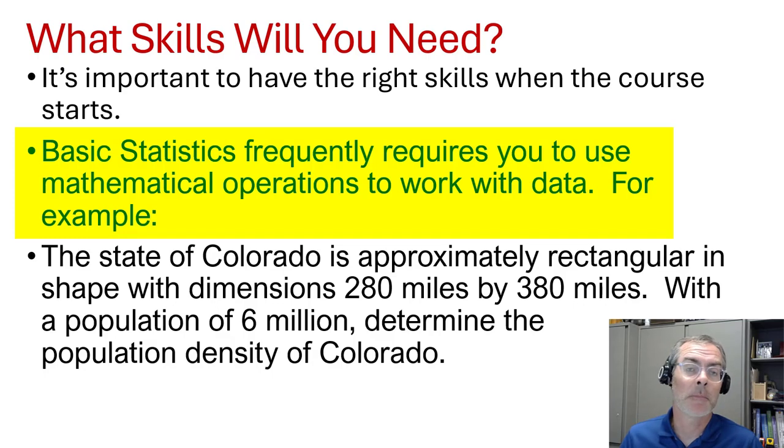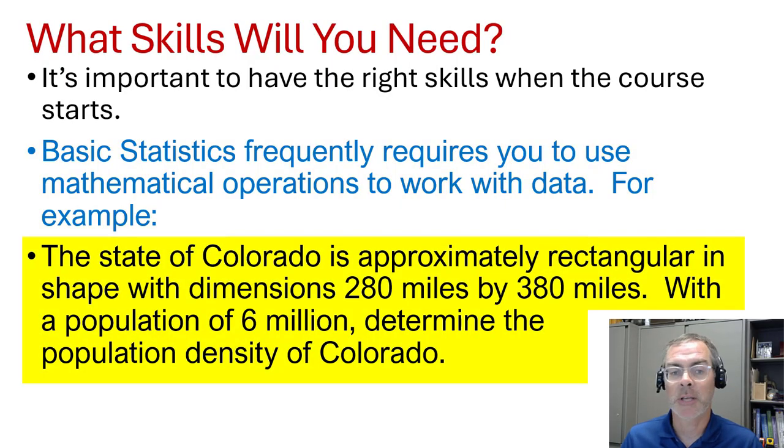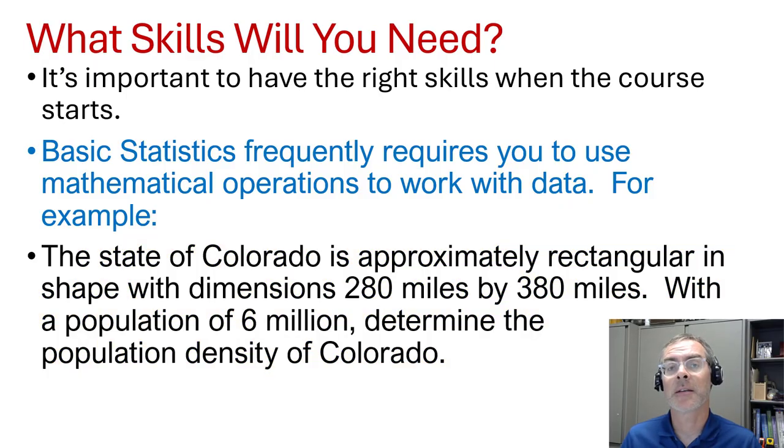And it's very common in Basic Statistics to use mathematical operations to solve problems. So the state of Colorado is approximately rectangular, and it's got dimensions of about 280 miles by 380 miles. If its population is 6 million people, could you determine the population density of Colorado? If so, then that is an indicator that you have some geometry background and know how to use a ratio to solve that problem. If you're not quite sure how you would do that one, then again, a different course such as Intermediate Algebra might be a good course to take before taking Basic Stats.